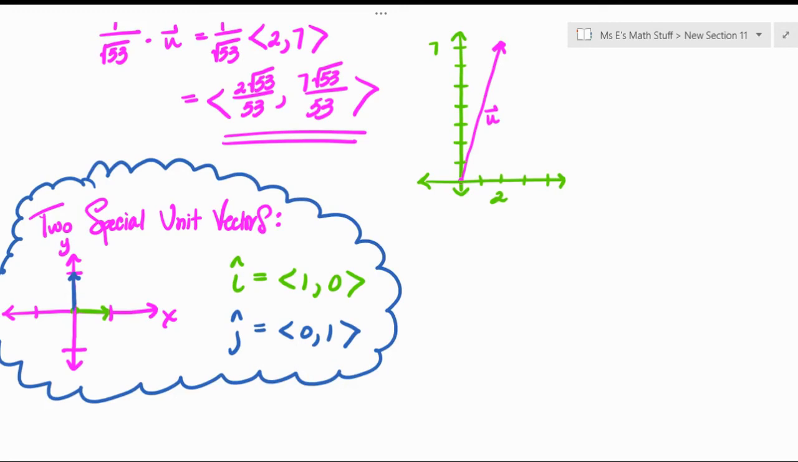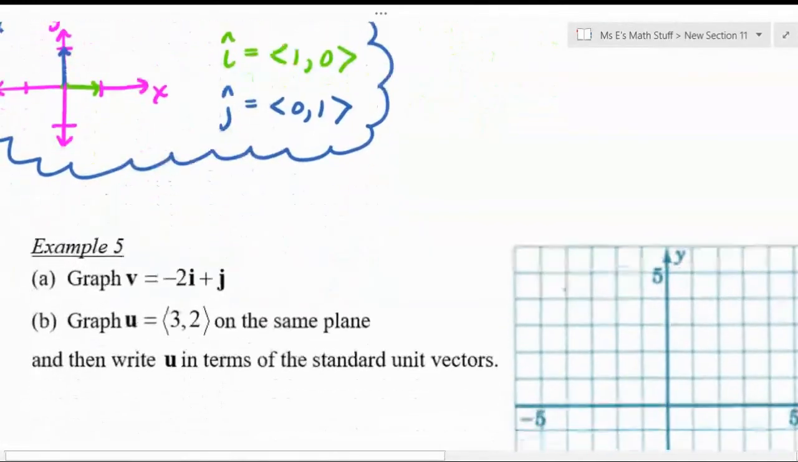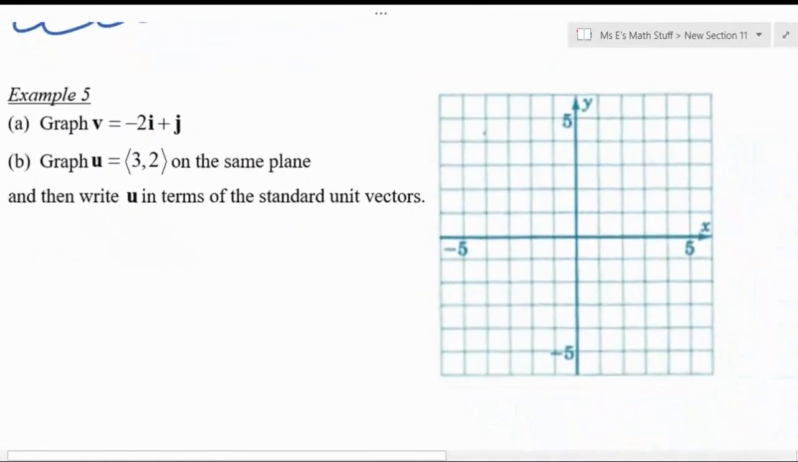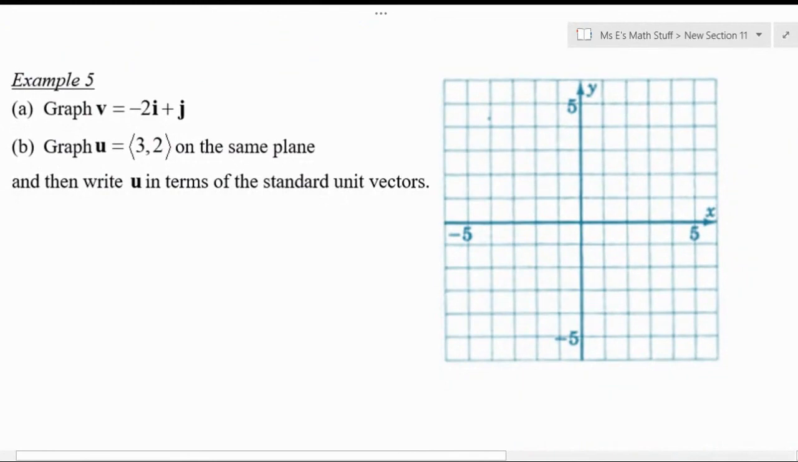Notice the special hats. I'll be looking for you to use that notation correctly. And then think about example 5. So also as you go, you'll need to fix the notation. This is what it looks like if it's typeset. If you're handwriting, you would say graph vector v, which is defined as -2 i hat times j hat. Graph vector u, which is defined with component form 3, 2 on the same plane, and then write vector u in terms of the standard unit vectors.